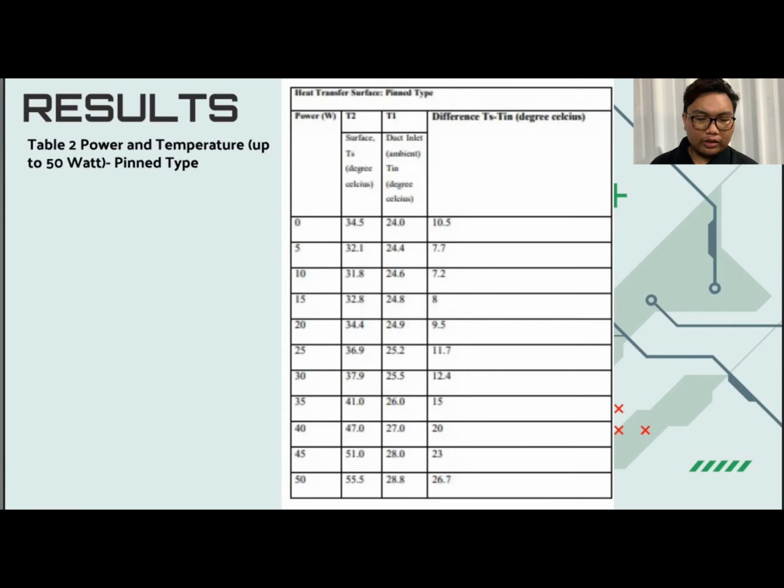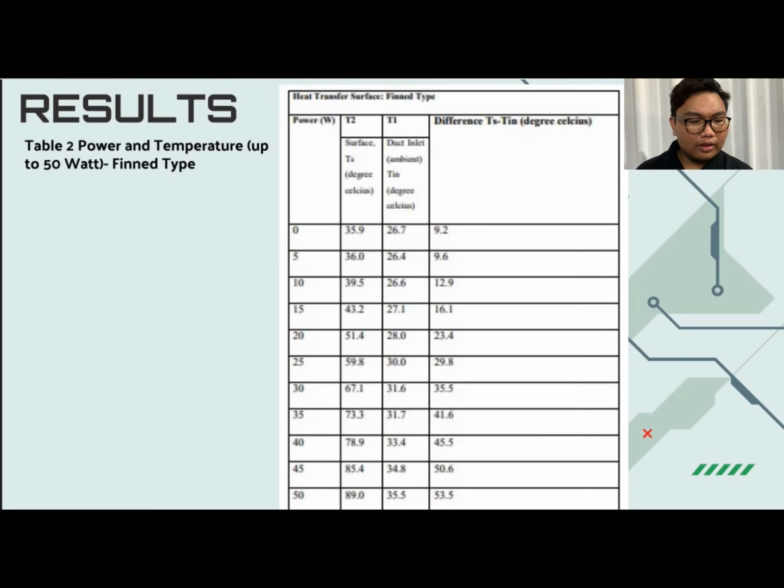So this is power and temperature up to 50 watt pin type table. Then this is table 2, power and temperature up to 50 watt pin type.